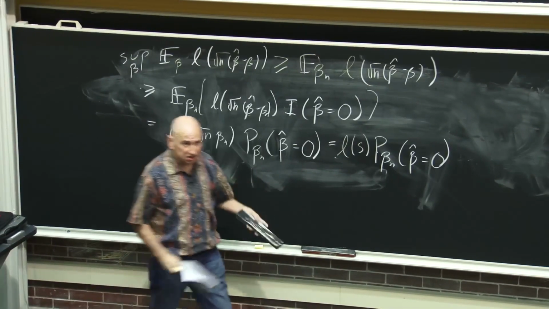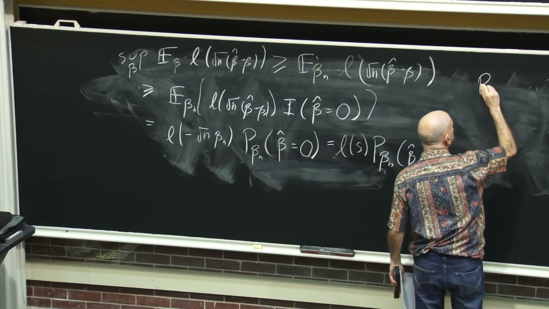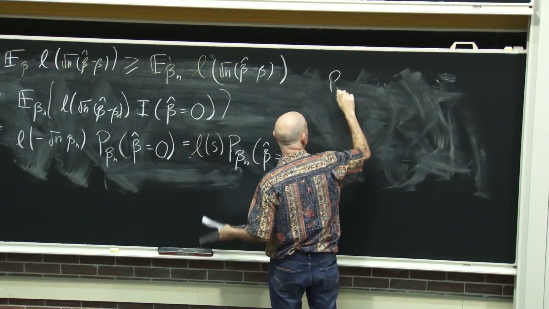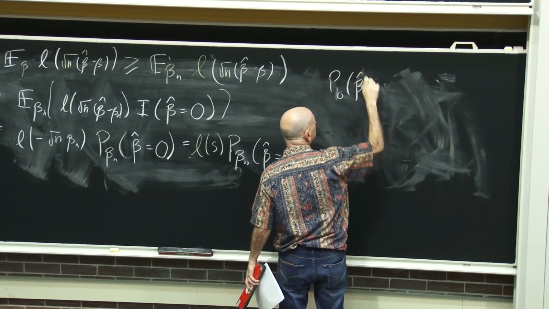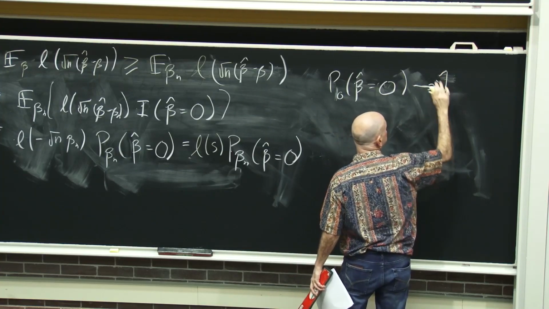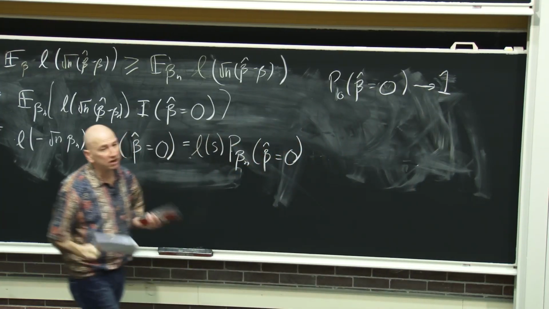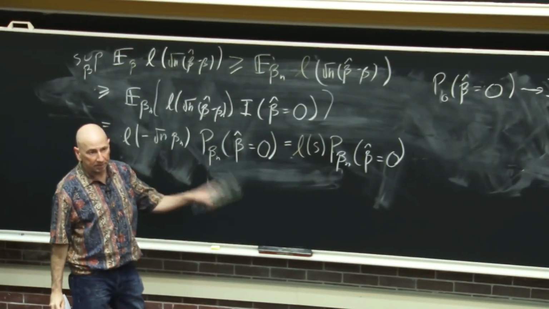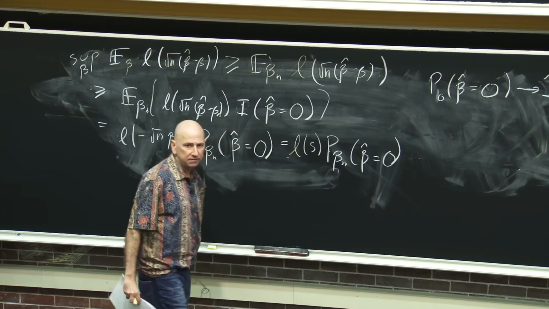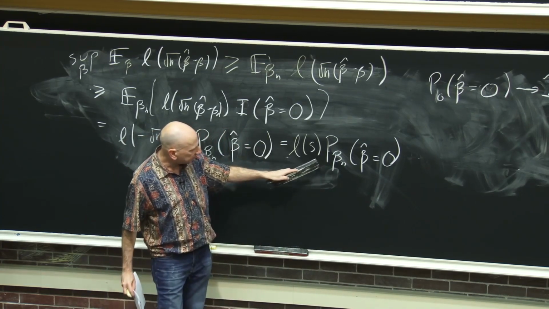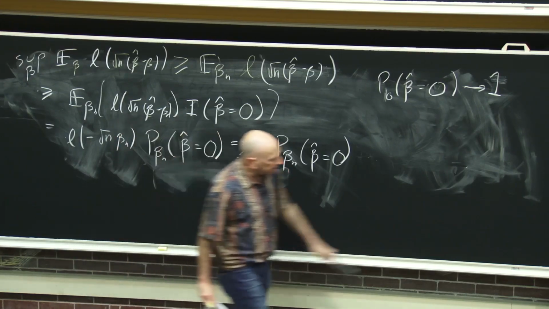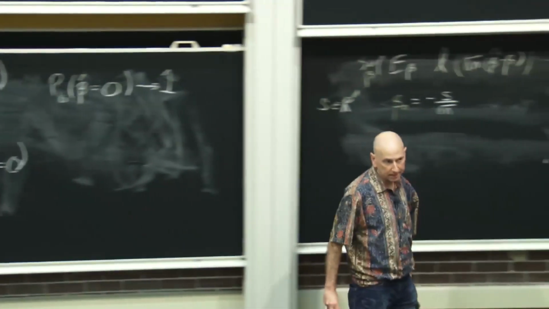Now, by the sparsistency assumption, we know that when beta is 0, the probability that beta hat is equal to 0 is going to 1. This is the whole point. We're using this sparsistent estimator, which says that if all the betas are 0, then my beta hat is going to be 0 eventually, with probability 1. What can I say about the probability under beta n?